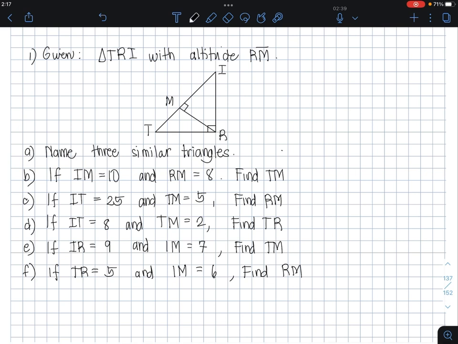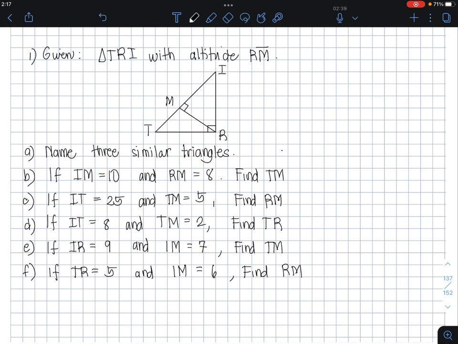So, muna tayo sa A. So, name the three similar triangles. Okay, so, meron tayong given triangle TRI. Okay, so right triangle siya. Yung 90 degree natin is itong angle R. Tapos, yung altitude RM daw, siya yung altitude to hypotenuse. Okay, so yung hypotenuse natin is itong TI.